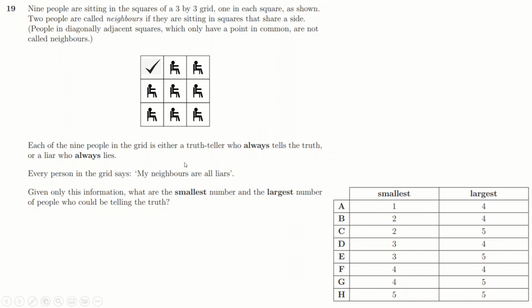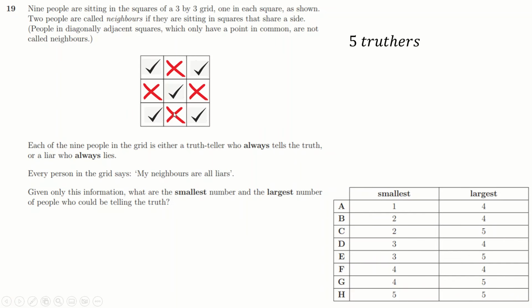Truthers are saying all my neighbors are liars. They're telling the truth. So all of these people must be crosses. Except, sorry, neighbors only count sharing a side, not a corner. So this person could be a truther, but that means these two are liars because he's sharing sides there. Of course, if this is a liar, this is a liar, this is a truther, because he's saying the people next to me are liars, and these are liars, that's good. And this can be a truther, this can be a truther.